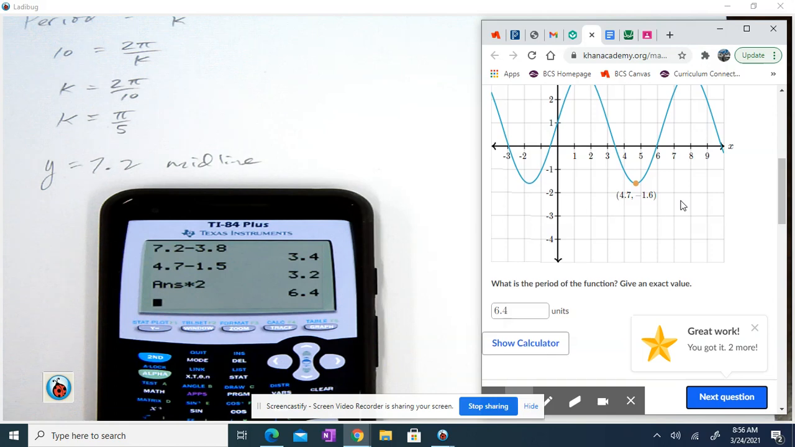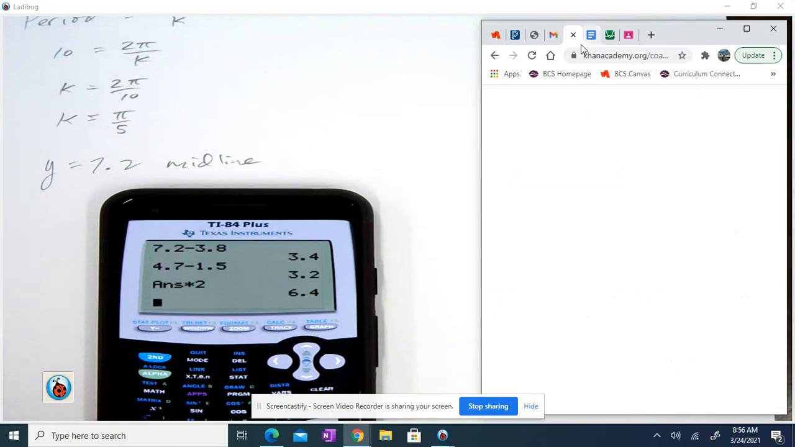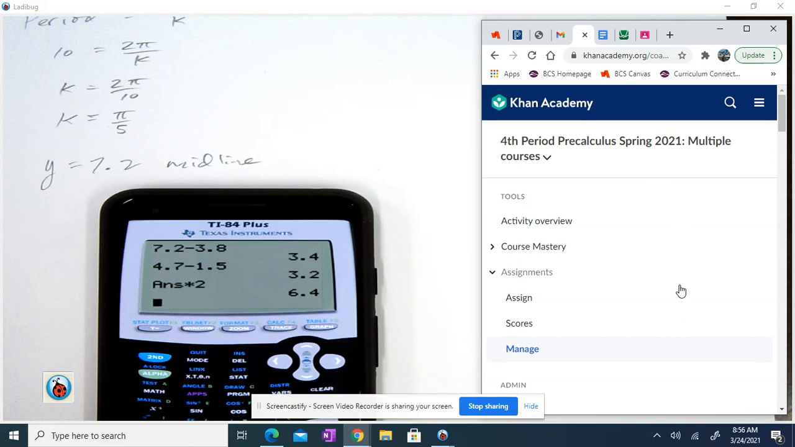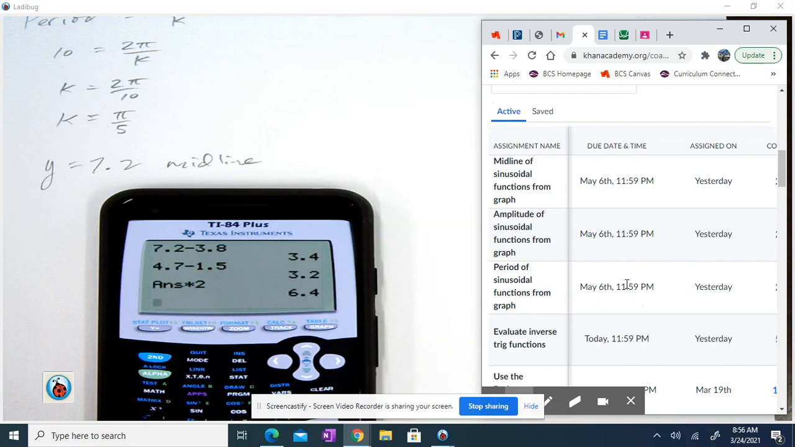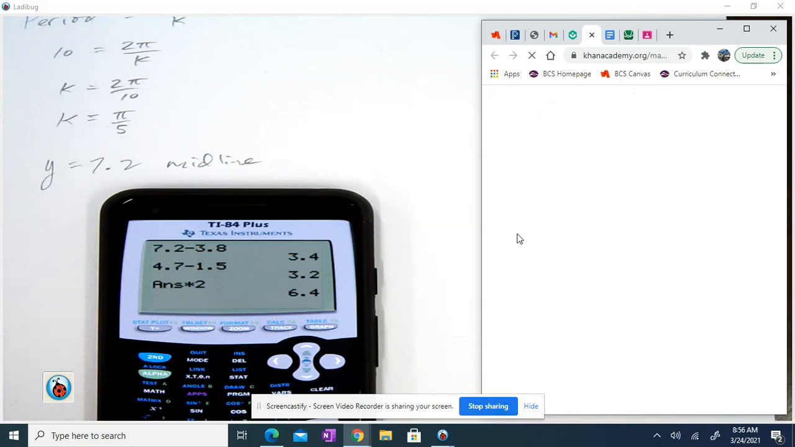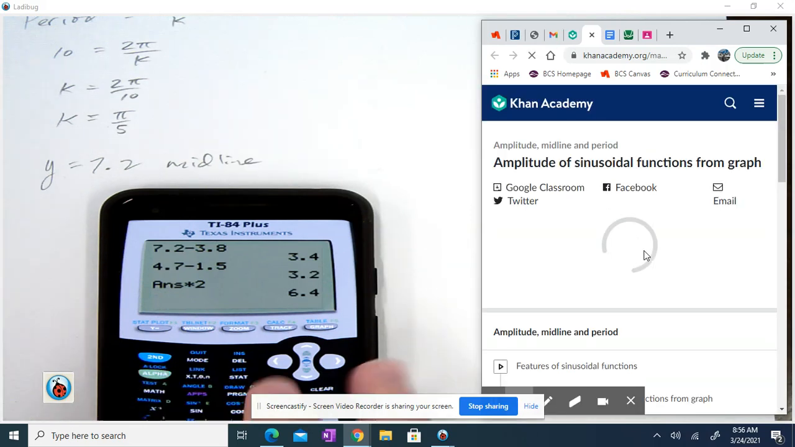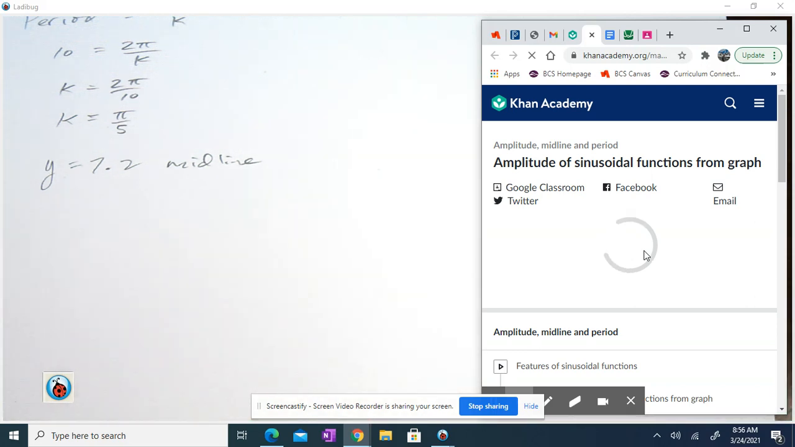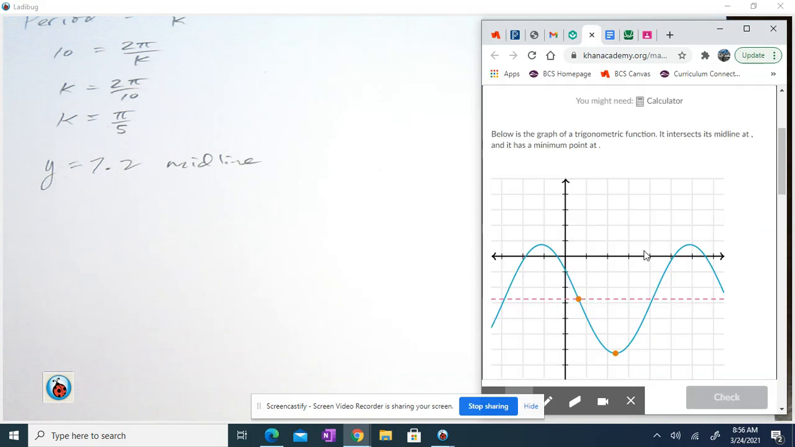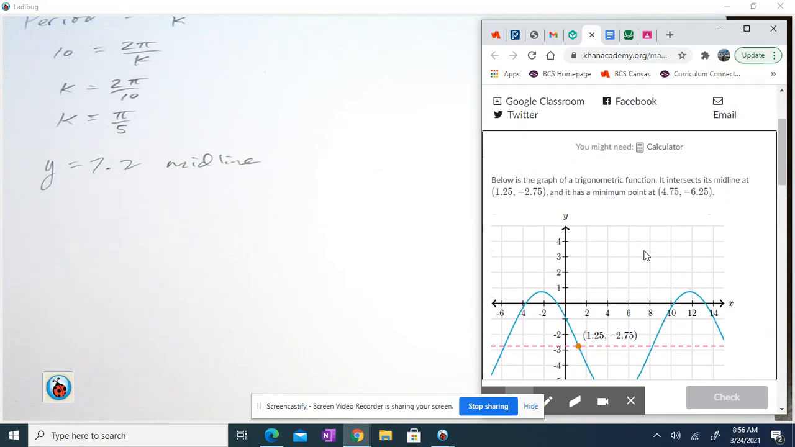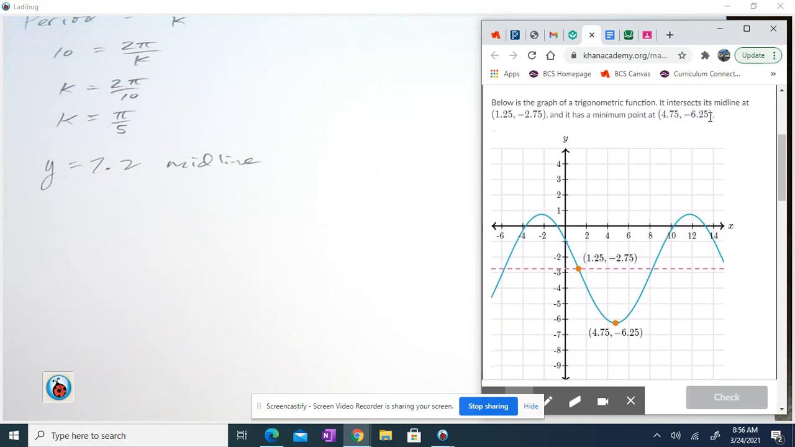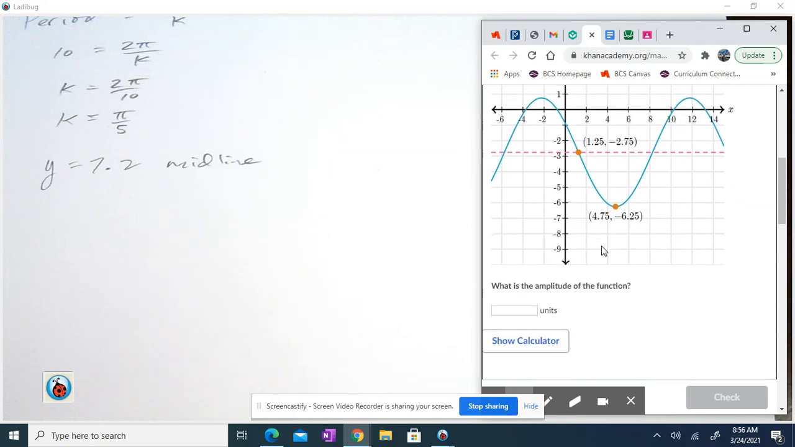That's it. All right, let's take a look at some of the other ones you have to do. I've pretty much covered them all in that video, so if you want to stop watching and go to work, I'm sure you can, but I'll just look at one with the amplitude. All right, so below is a graph of a trigonometric function that intersects its midline here and has a minimum point here. What is the amplitude?